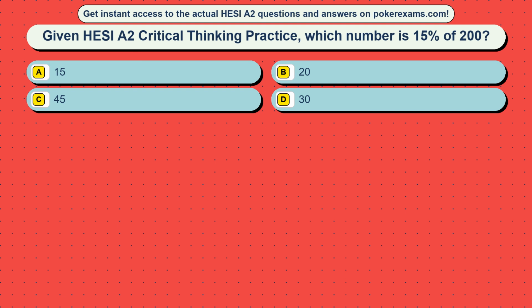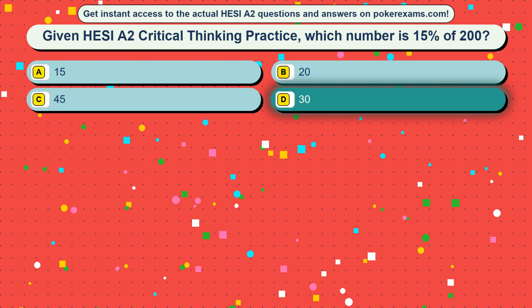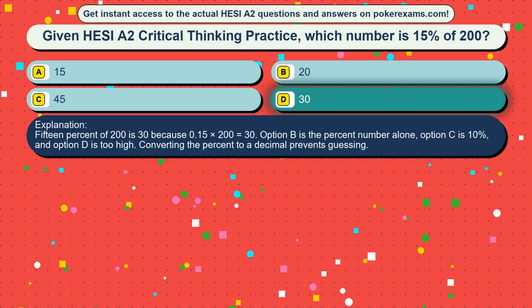Question 38. Given HESI A2 critical thinking practice, which number is 15% of 200? Option A 15, option B 20, option C 45, option D 30. The correct answer is option D, 30. 15% of 200 is 30 because 0.15 × 200 equals 30. Option A is the percent number alone, option C is 10%, and option D is too high. Converting the percent to a decimal prevents guessing.